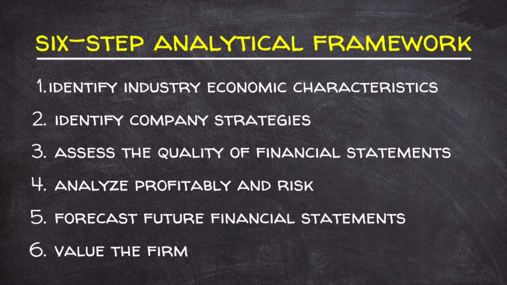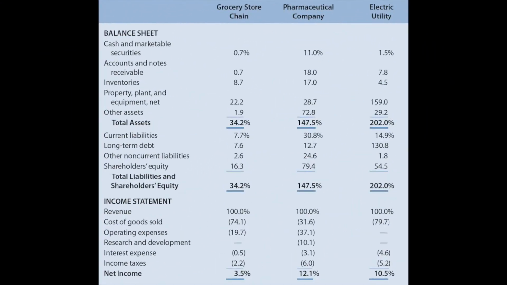In step 1, we identify industry economic characteristics. Competitive dynamics of an industry play a pivotal role in influencing strategies. In looking at this example, we are looking at 3 different industries that have drastically different compositions. We have a grocery store, we have a pharmaceutical company, and we have an electric company. Obviously, these industries have different operating capacities, and their financial makeups will reflect just that.